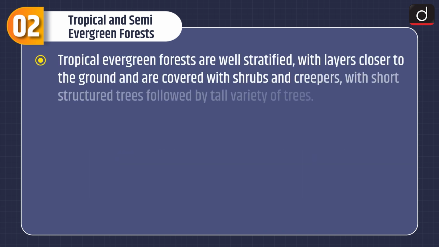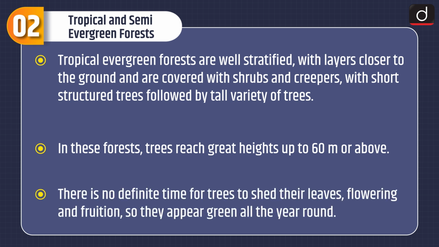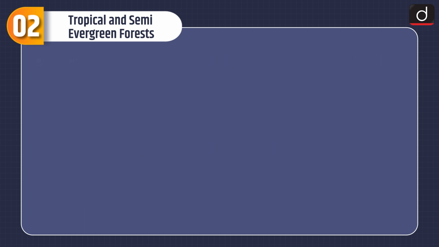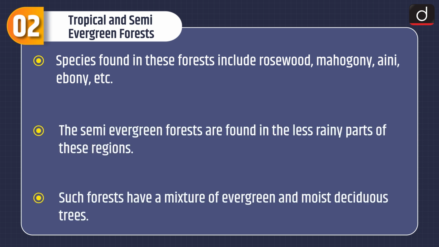Tropical evergreen forests are well stratified, with layers closer to the ground covered with shrubs and creepers, with short structured trees followed by a tall variety of trees. In these forests, trees reach great heights up to 60 meters or above. There is no definite time for trees to shed their leaves, flowering and fruiting, so they appear green all the year round. Species found in these forests include rosewood, mahogany, aini, ebony, etc.